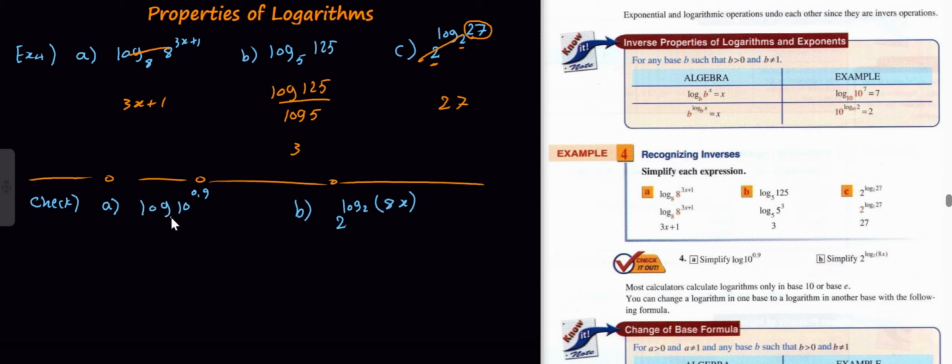As we know, here we have a base 10. If it is not written, we have base 10. This base and this number are the same, so they are going to immediately cancel each other. So we have 0.9 remaining. So 0.9 will be our result. Here this 2 and our base are equal, so they will cancel each other. 8x is remaining.